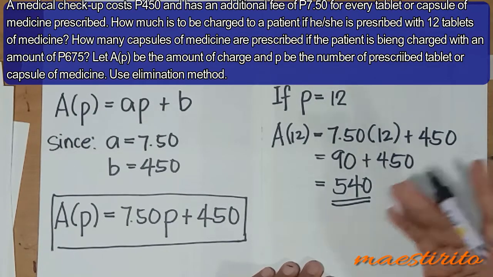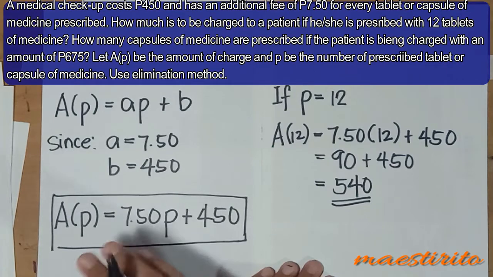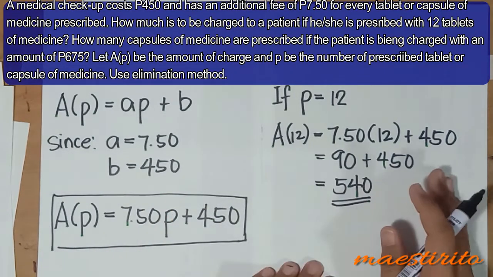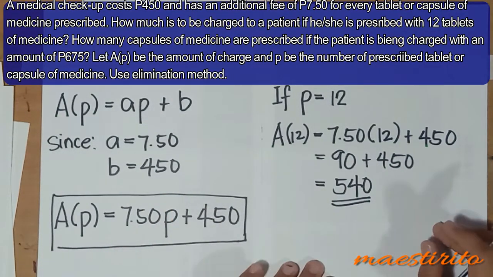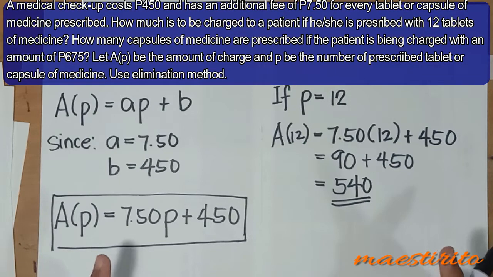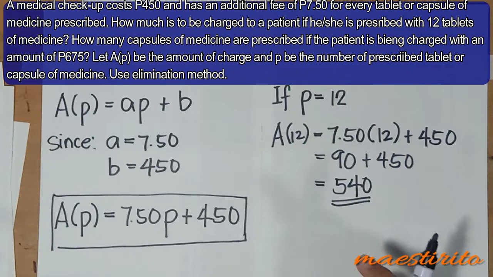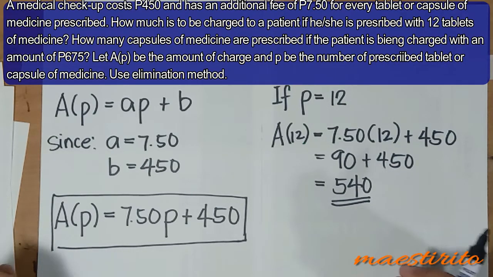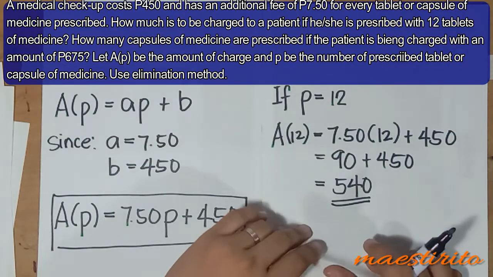Okay, so easy, isn't it? Once you already have the model for the problem, it will be easier for you to solve the missing items, or to answer the following problems. Now let us go to the second problem, which is: if the patient is charged 675 pesos, how many capsules were prescribed by the physician?